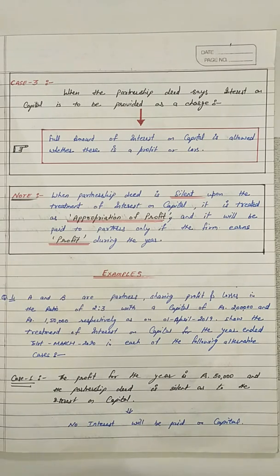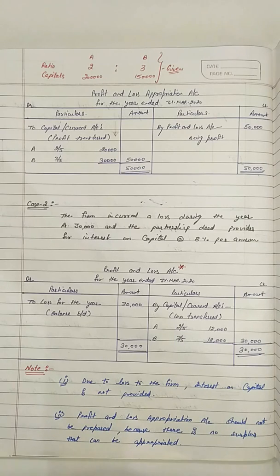Case number 1. The profit for the year is given as rupees 50,000 and the partnership deed is silent as to the interest on capital. In that case, no interest will be paid on capital because the partnership deed is silent. In that case, we prepare our profit and loss appropriation account just like that.